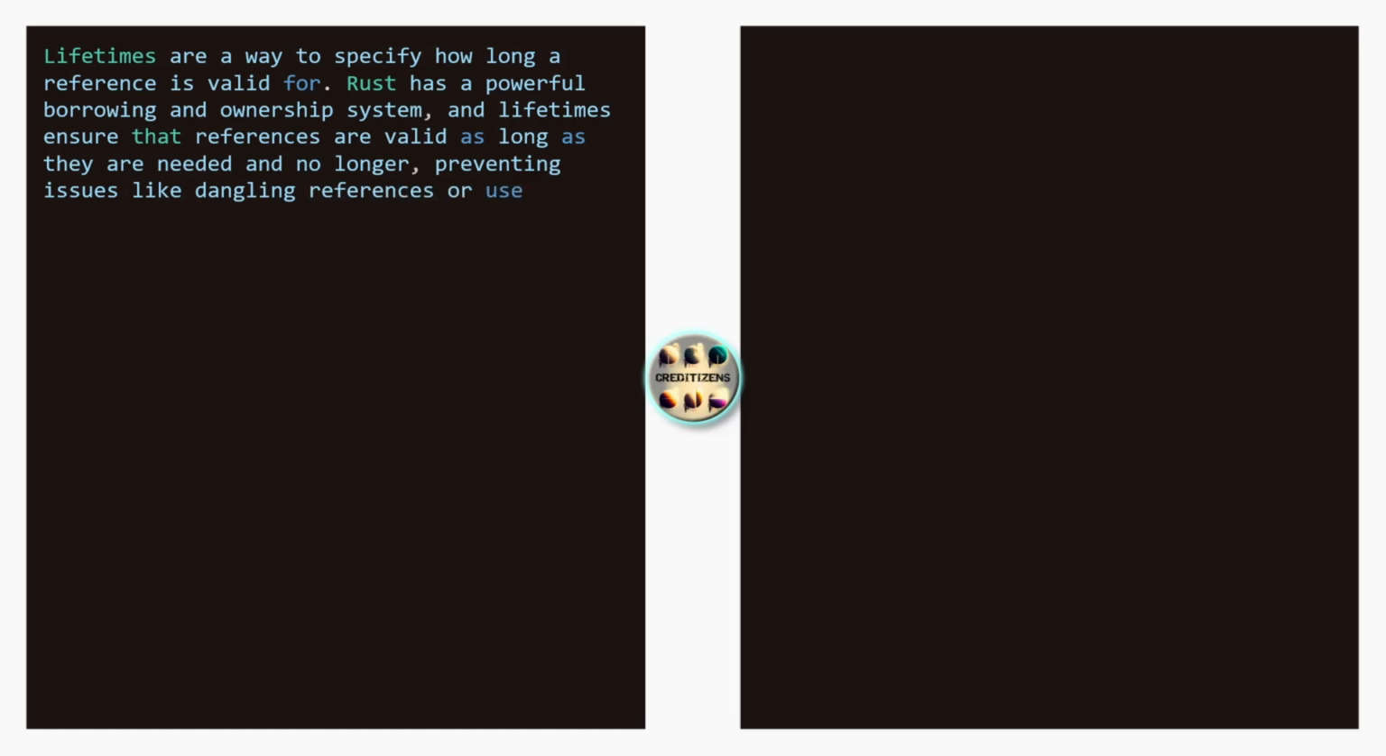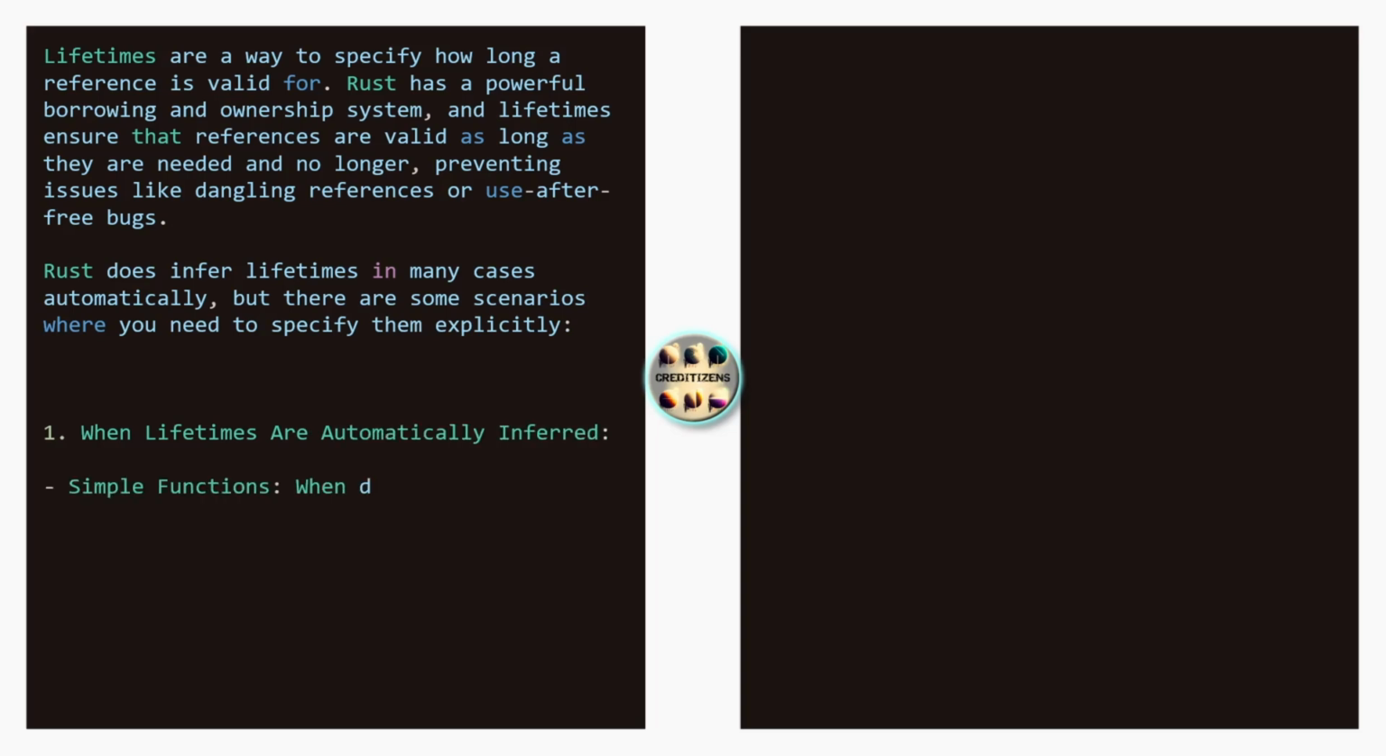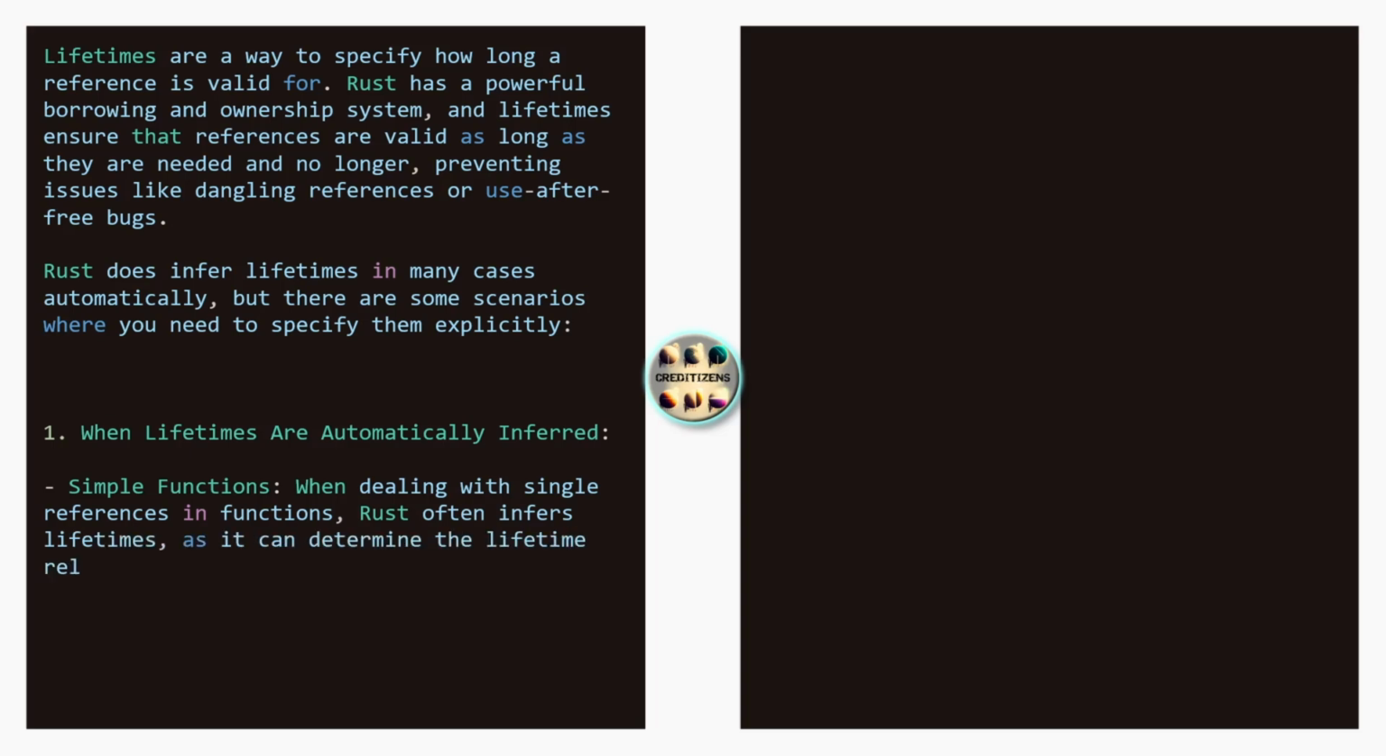Lifetimes are a way to specify how long a reference is valid for. Rust has a powerful borrowing and ownership system, and lifetimes ensure that references are valid as long as they are needed and no longer, preventing issues like dangling references or use after free bugs. Rust does infer lifetimes in many cases automatically, but there are some scenarios where you need to specify them explicitly.